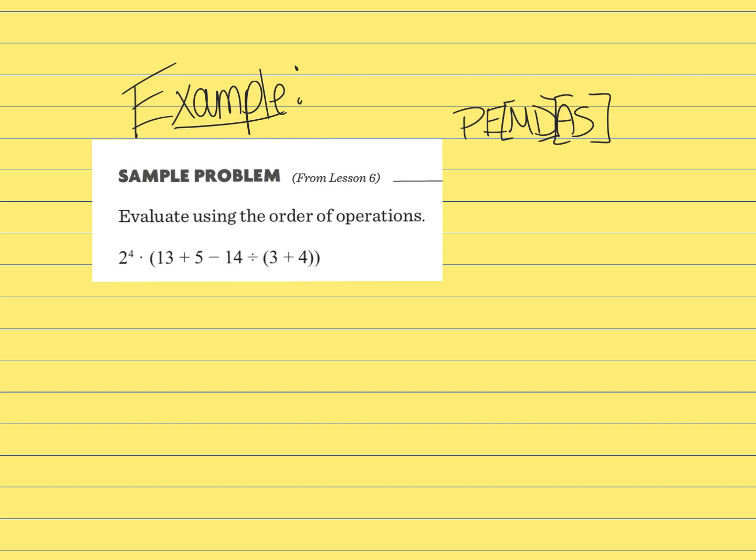Okay, so in this expression, 2 to the 4th power times 3 plus 5 minus 14 divided by the quantity 3 plus 4. First thing that we're going to do is parentheses. So guess what we have to write? We have 2 sets of parentheses. So we get to rewrite the first set of parentheses.